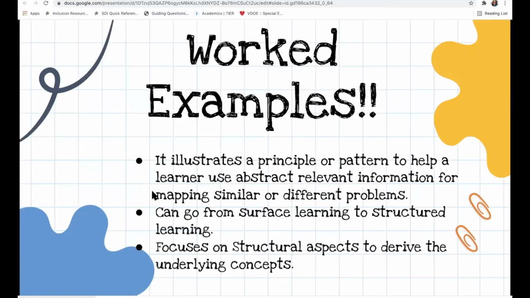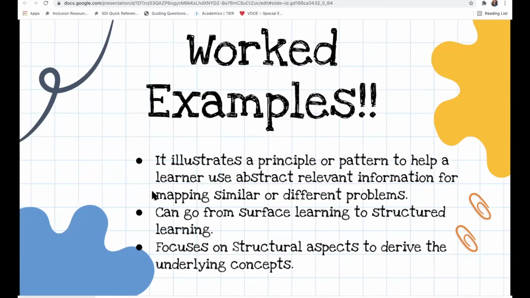Worked examples. This is critical for our students. Worked examples is very high on Hattie's effect size. It's like 0.72 or something, but it's extremely high. So we want to make sure that we're using worked examples for our students. One, a worked example gives the students a pattern that they can use, right? And for SDI, if we're providing worked examples, we have to actually do the instruction on how to use the worked examples for our students.